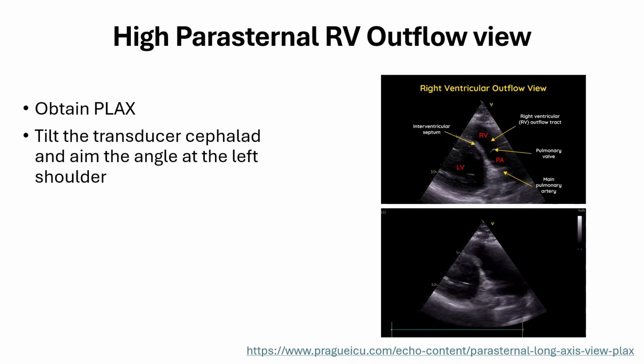In this particular view, assess the function of the right ventricle, size of the pulmonary artery, degree of pulmonic insufficiency, and structure of the pulmonic valve. Sometimes you can visualize proximal blood clots in the cases of pulmonary embolism. Please pause the video if you need more time to review this slide.